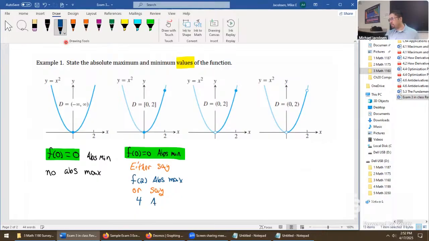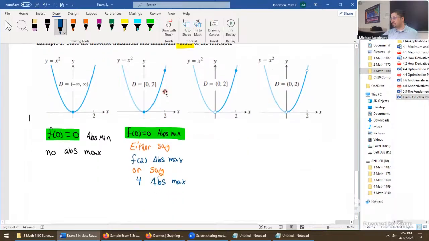Or you can say 4 is the absolute max. So if you said it this way, that's great as well. I'd say in some sense, that's maybe the better answer because you're targeting the specific output, the function value as 4, which is that height right up here for the maximum. So far, equivalent answers. Or say, this is kind of redundant, but this is like the full description now. F of 2 equals 4 is the absolute max. That's what we were doing on the last problem.